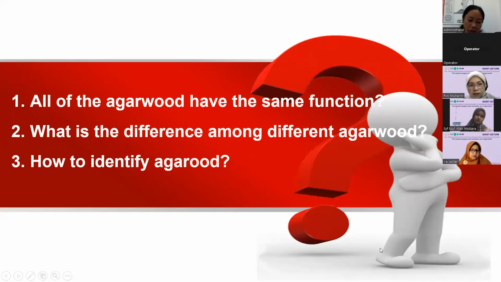So our question is, Agarwood is so popular, but there are so many kinds, coming from different species, and it can be produced naturally or artificially. So do all of these Agarwood have the same function or not? If not, what is different? And how to identify them? So firstly, we have to clarify the chemical composition of Agarwood.